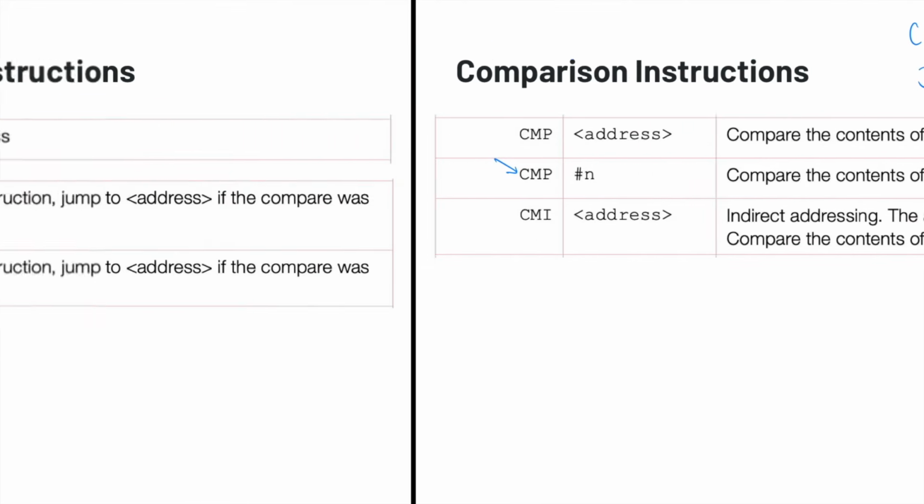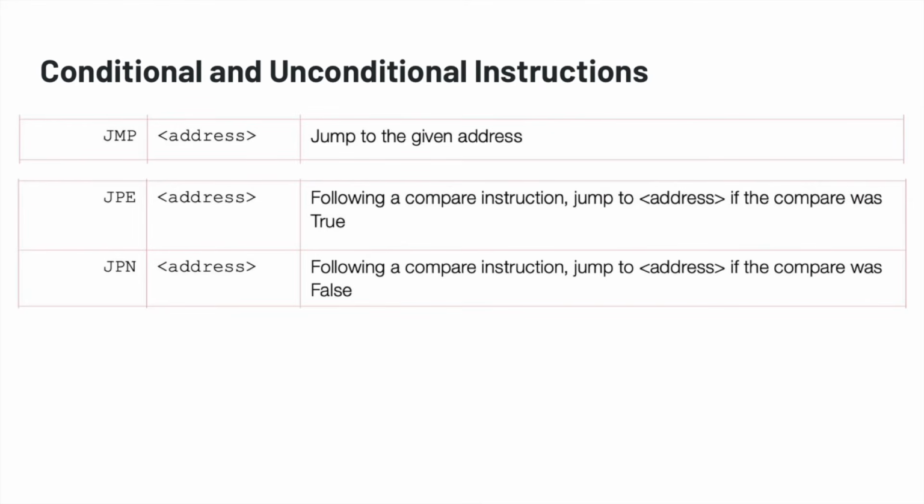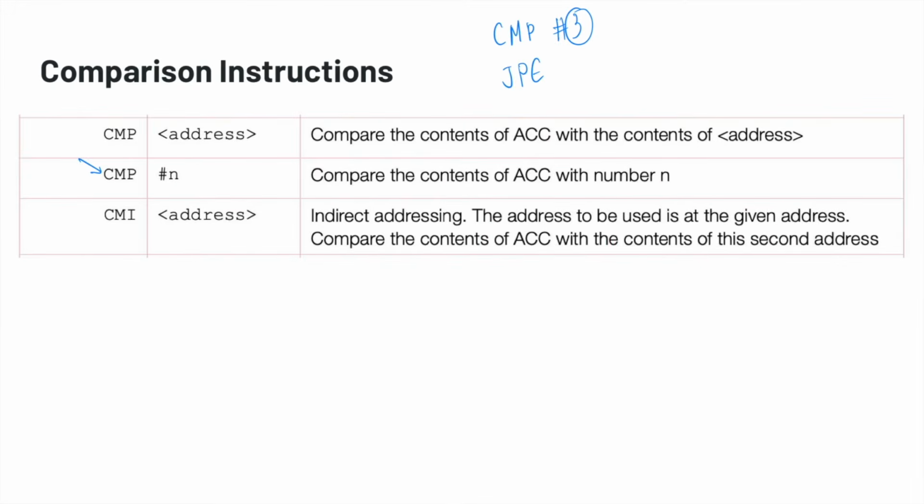This is a conditional instruction, and that's going to allow us to jump to a specific address. So if we want to specify that when 3 is equal to the contents of the accumulator, we want to go to address 205, this is how we would do it. Only if this is true will this JPE instruction be executed. However, if they are not equal to each other, then we would do something else.